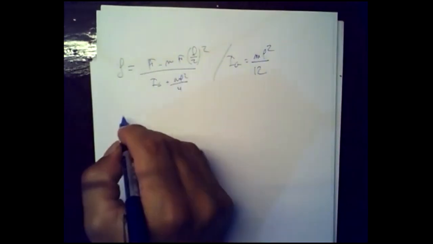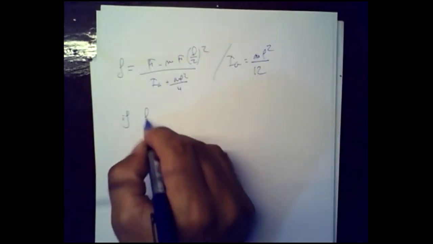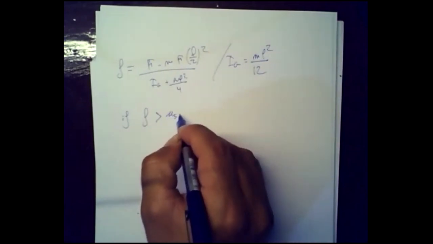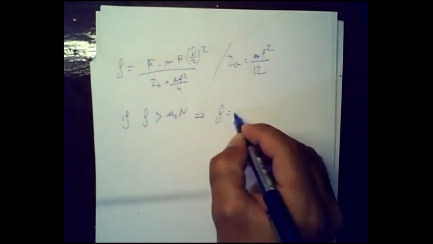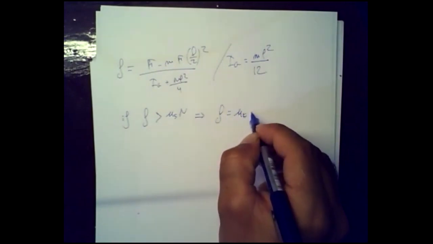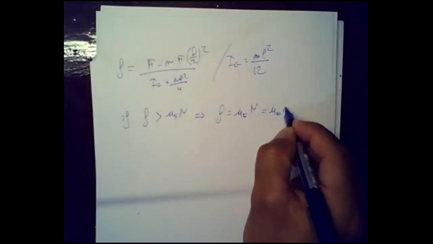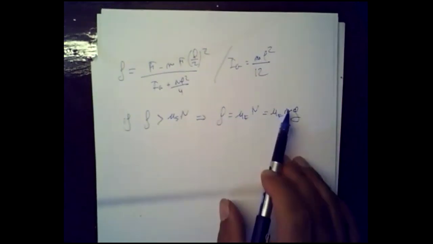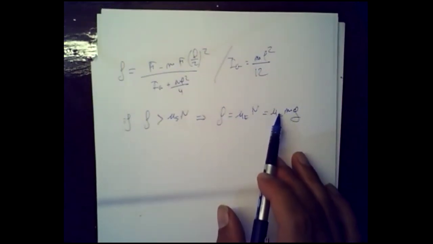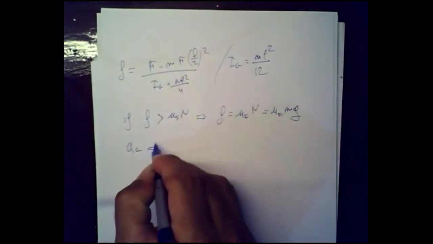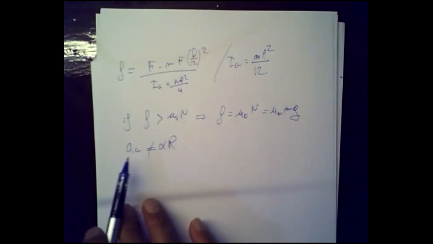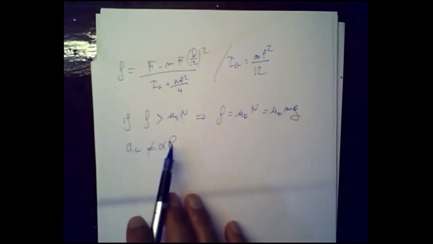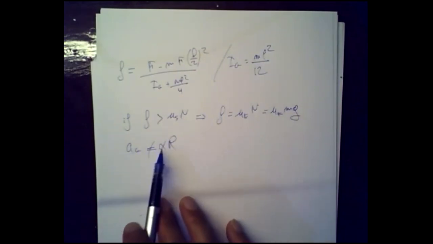So here you evaluate this. If F is actually greater than µs times N, it means that it is slipping. Therefore, F is equal to mu k times N, which is mu k times mg. If F is equal to mu k times mg, then how will the problem solve? Now Ag is no longer equal to alpha r. Now the linear acceleration of the center of gravity is unrelated to the angular acceleration of the rod.